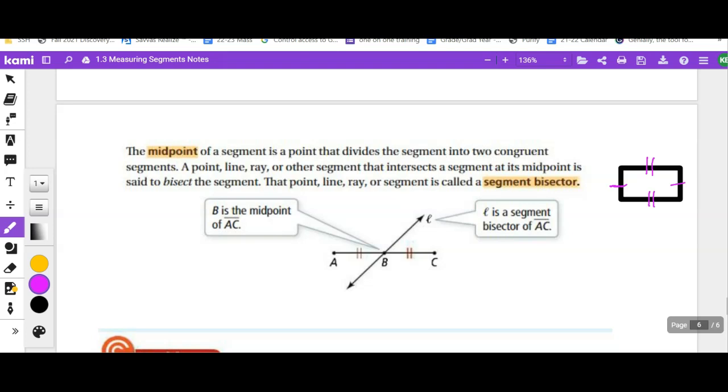So the point, ray, or other segment that intersects the segment at its midpoint is said to bisect the segment. And the line, ray, or point is called the segment bisector. So B is the midpoint of segment AC. Line L is a segment bisector of segment AC.